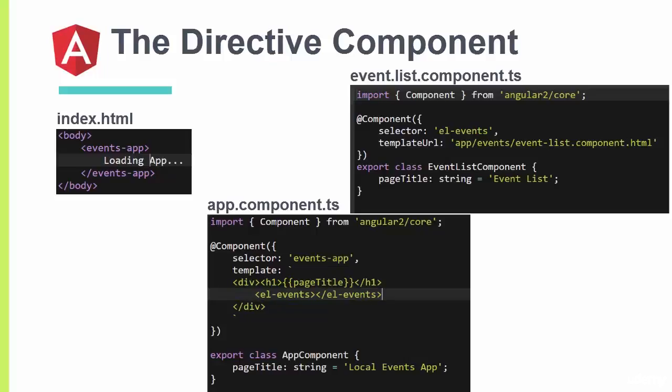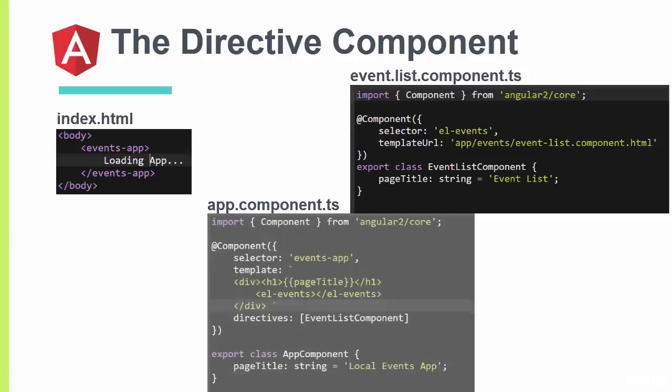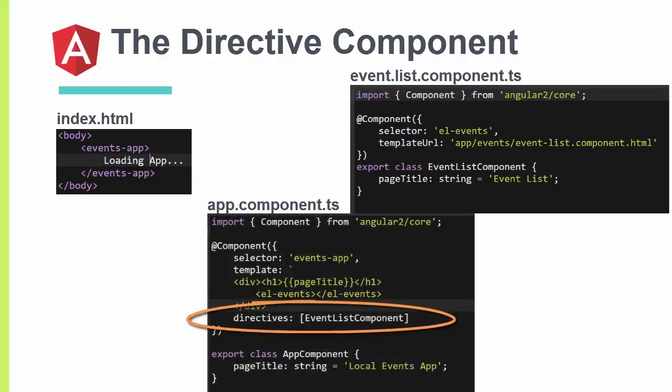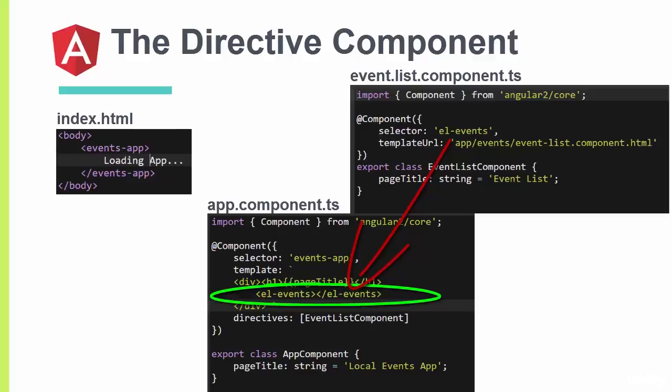We do that by adding the directives property to the container component's metadata. We use an array as the value of this property. And for each directive used in the template, we pass in the directive's component. In this case, we are using the el-events directive. el-events is defined as the selector associated with the event list component. So we define the event list component in the directives array. This is the second step in using the component.